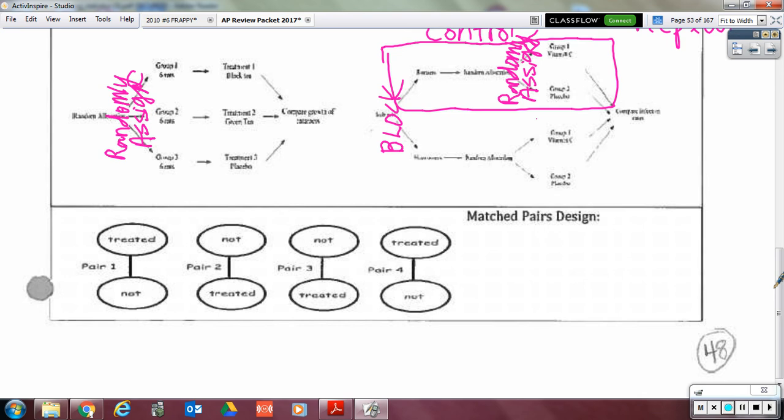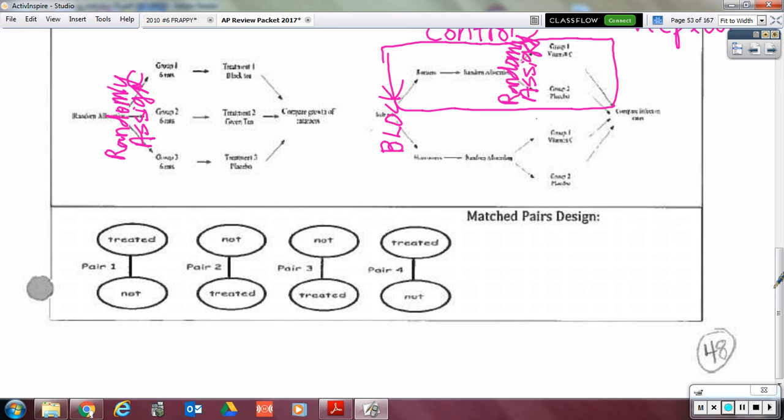Okay, matched pairs. Remember in the Holocaust, if you were a twin Jew, then you didn't go to the concentration camps, you went to the scientists, so that they then used you as a matched pair and did all kinds of things to you.